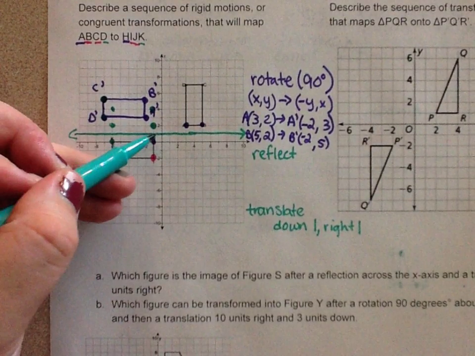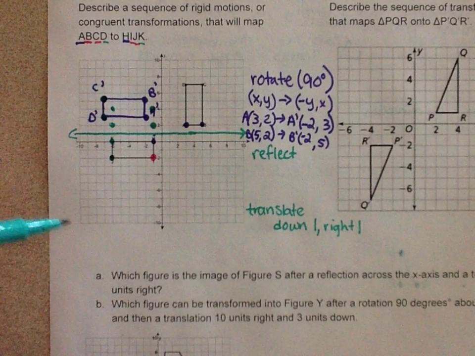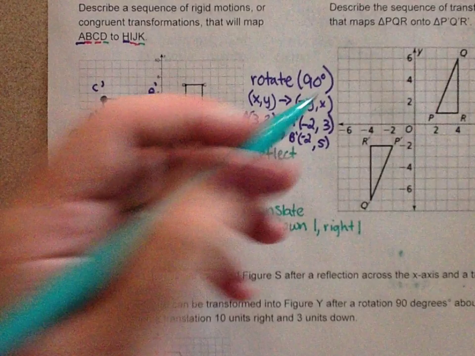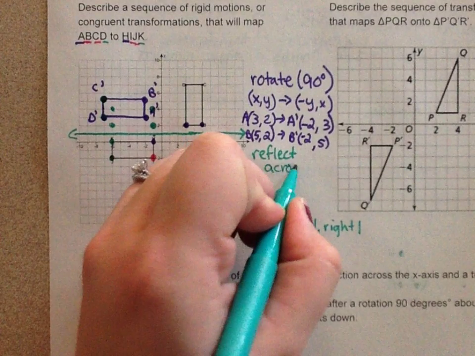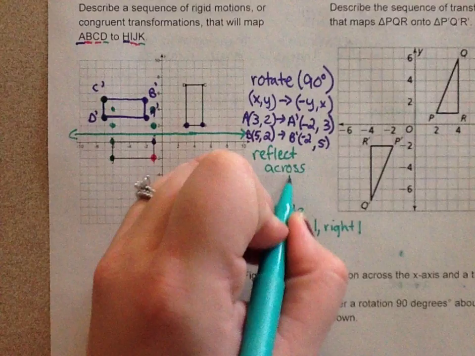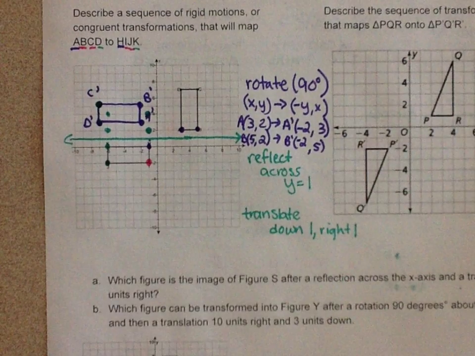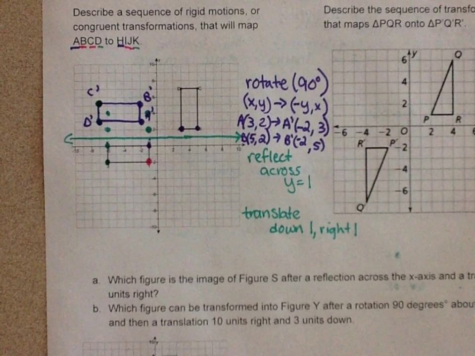Can I reflect across this line and get all the right points? Yes, okay, so I'm reflecting across which line? Y equals 1. Reflect. Okay? You should be able to check that.